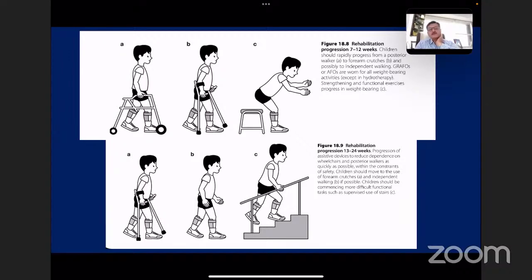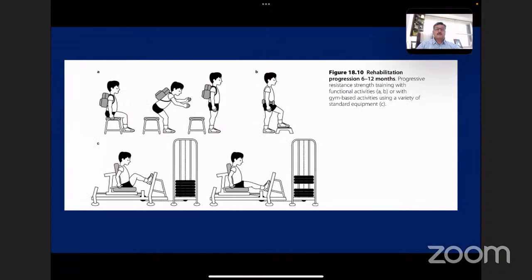Now the rehabilitation progression from 13 to 24 weeks. Here the aim is to reduce the dependence on wheelchairs and posterior walkers, so children should move with forearm crutches. They should be able to walk independently, if possible, and children should also commence difficult tasks like supervised use of stairs. From 6 to 12 months, resistance training can be started, and gym-based activities can also be started with standard equipment.